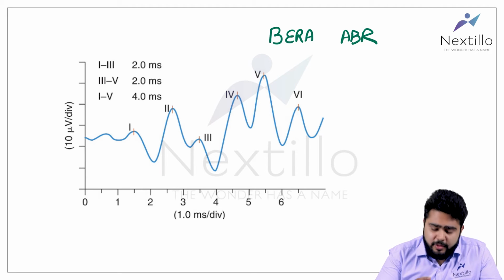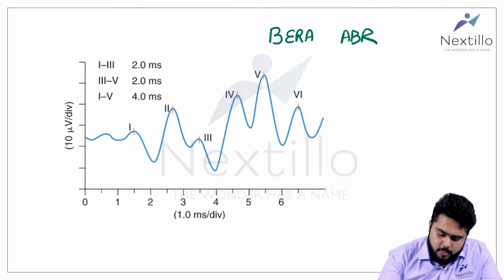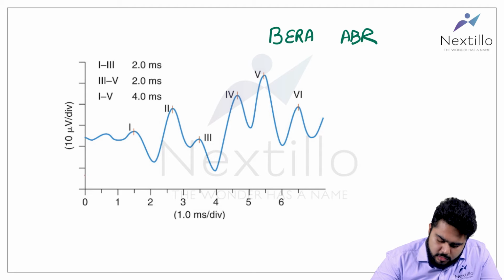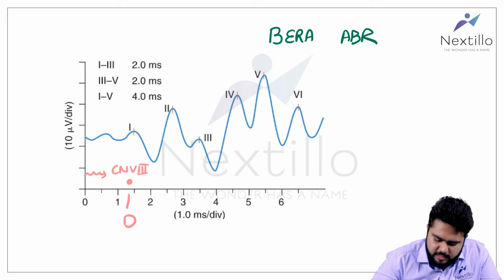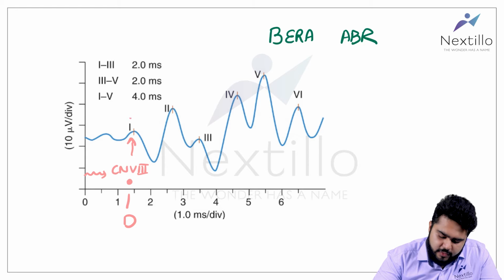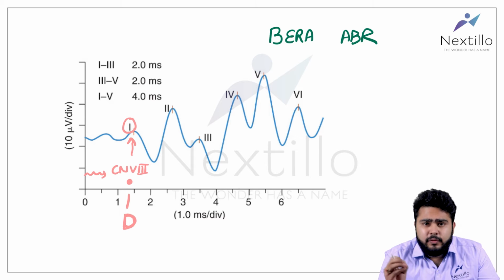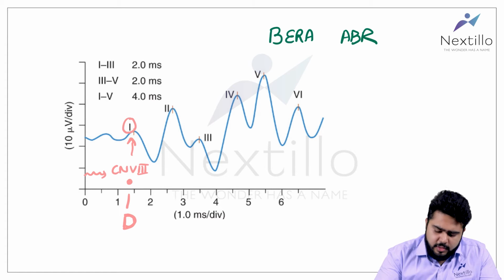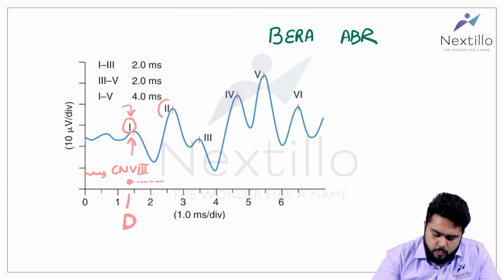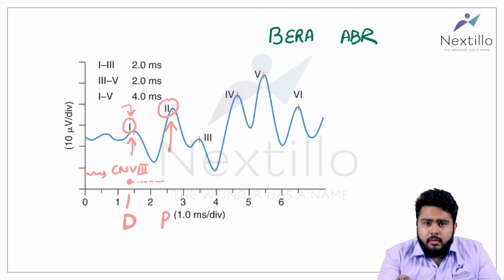If you remember the auditory pathway, you will easily answer this. First, the stimulus from the cochlea goes through cranial nerve number 8. If the disease is in the distal part, it is represented by wave number 1. So the stimulus in the distal part of cranial nerve number 8, that is the vestibulocochlear nerve, gives wave 1. Then wave number 2 is because of the proximal part of the vestibulocochlear nerve or cranial nerve number 8.